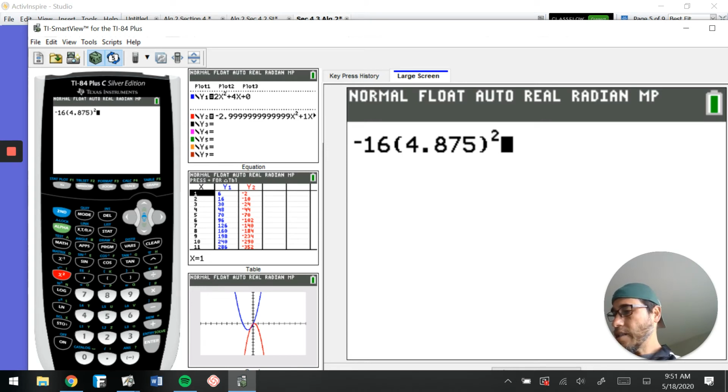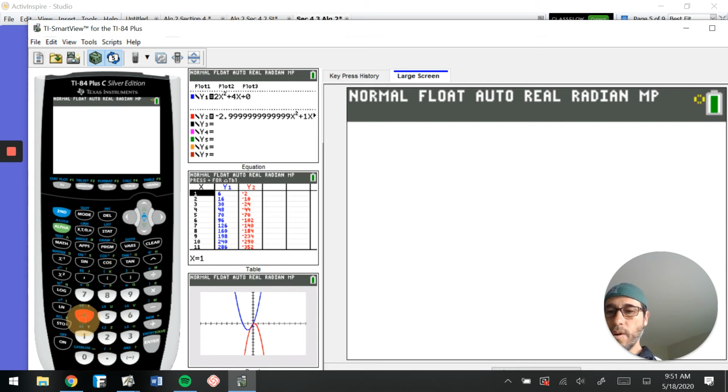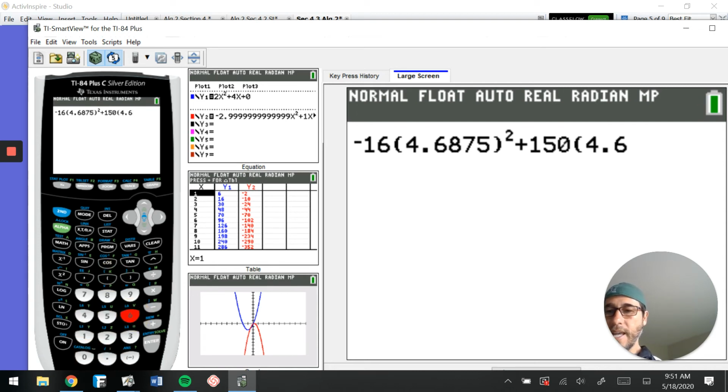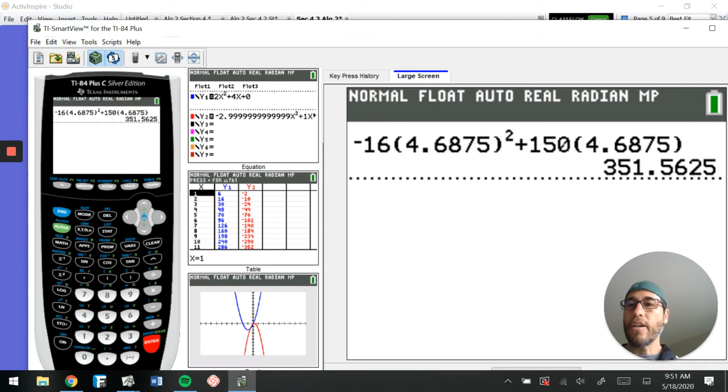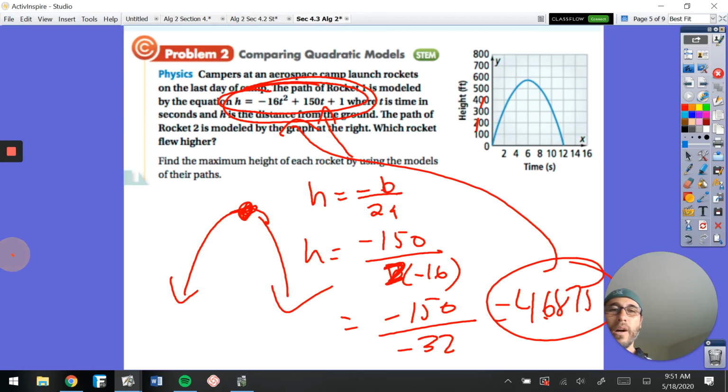That's what I got, right? I'm going to check, I wrote that in wrong. It's 4.6875. And that would be the t. So that would be the time that it reaches its maximum. And then what was it? It was plus 150 t, which would be 4.6875. And if I hit enter, that's how high it goes, 351 feet.